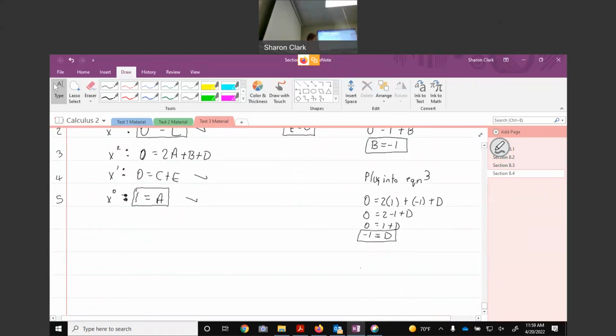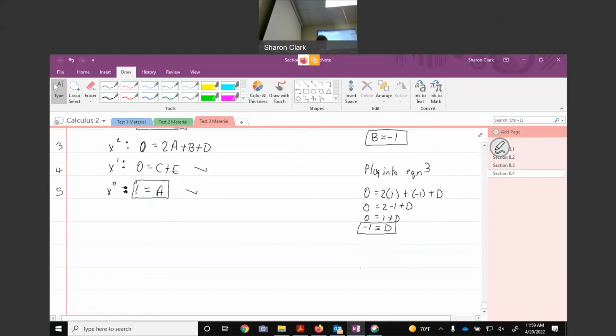All right, so now what we have is the integral of 1 over x times x squared plus 1 squared dx equals the integral of 1 over x plus -1x plus 0 over x squared plus 1 plus -1x plus 0 over x squared plus 1 squared dx.